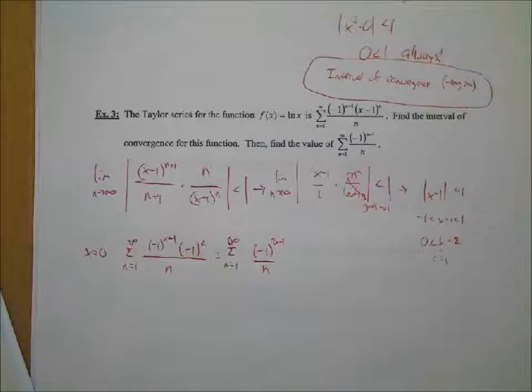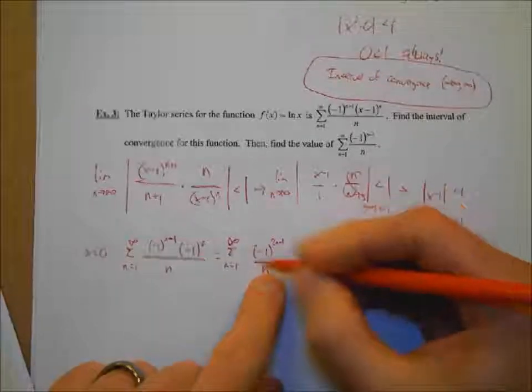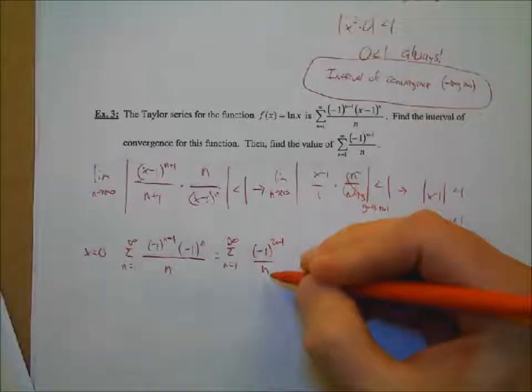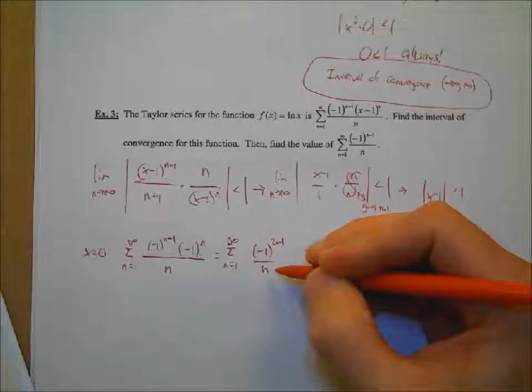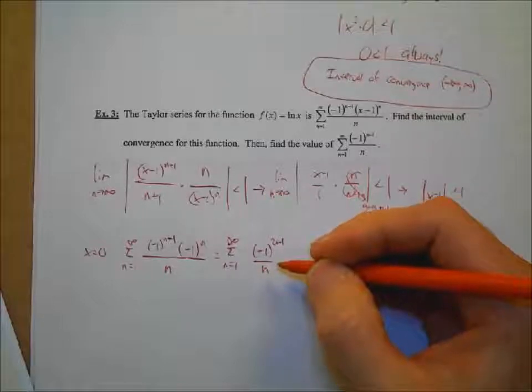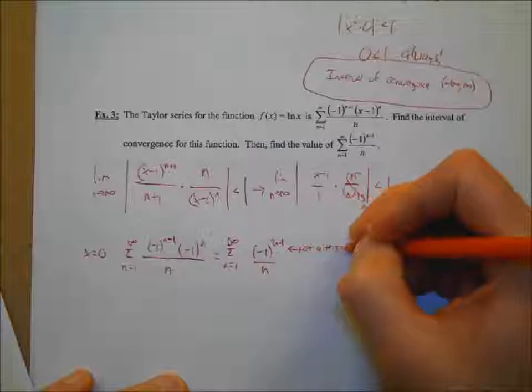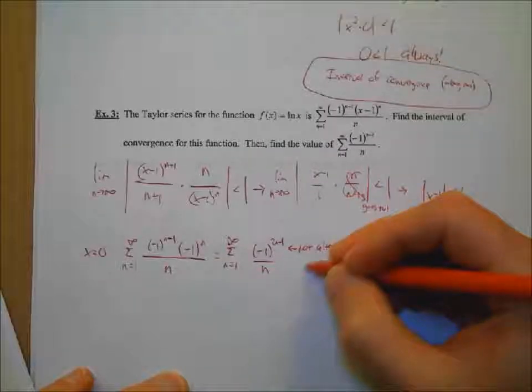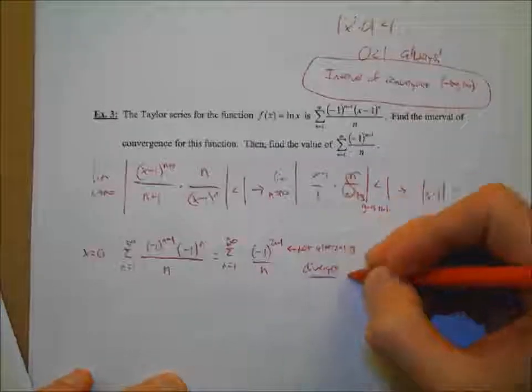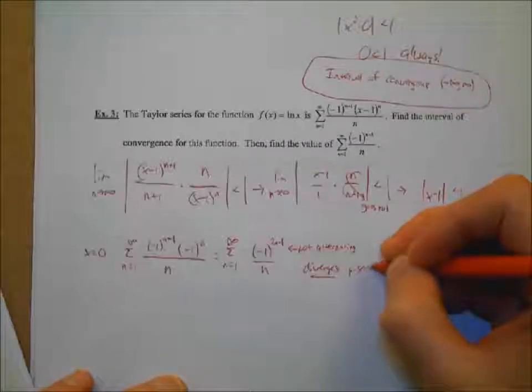So, alternating series test, right? No, because that negative 1 to the 2n minus 1, does that alternate? No, it's always odd. And so we can't use the alternating series test here. It's always going to be a negative 1. You can pull that negative 1 out. You're going to have 1 over n. What do you know about 1 over n? It diverges because it's a divergent p series, p equals 1. Okay, so not alternating. Diverges, p series, p equals 1.